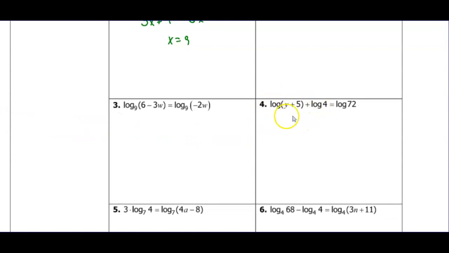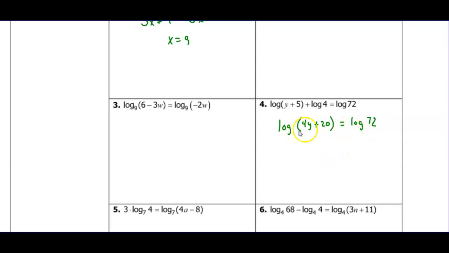Another way these could be is that you could have two logs on the same side and need to condense it to a singular log. Now we can condense these because they're both log base 10s. They're implied as base 10. Because of the plus sign, I'm going to multiply these two inputs. I'm going to call this log of 4y plus 20, that's just multiplying the 4 by the whole y plus 5 binomial, equals log of 72.